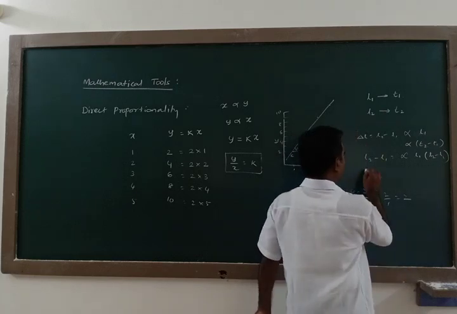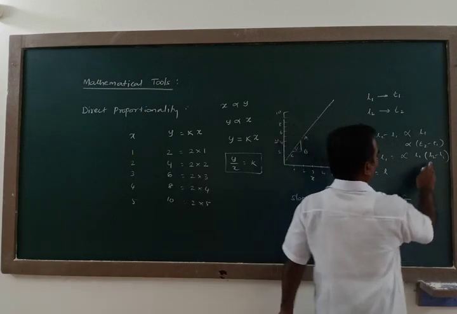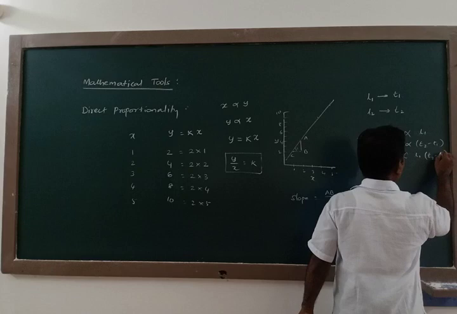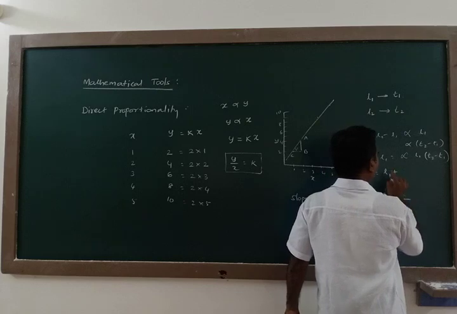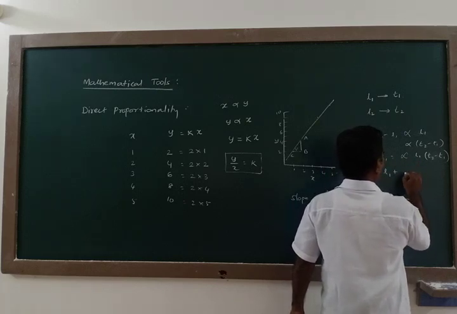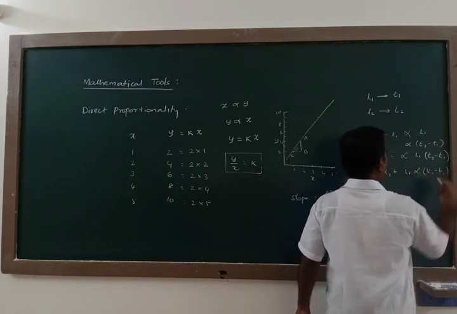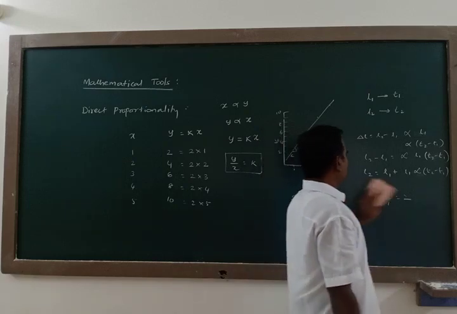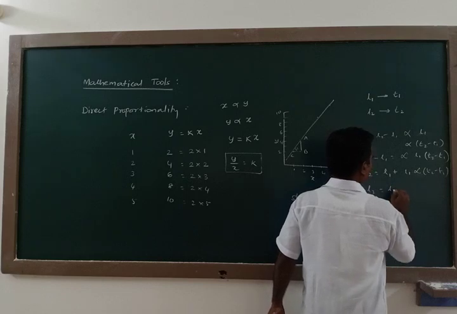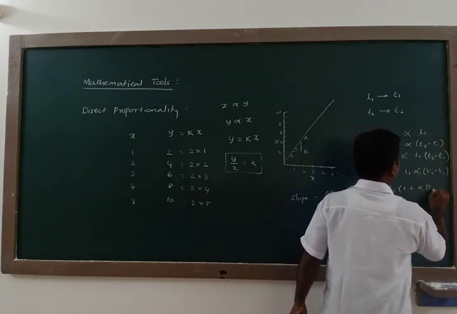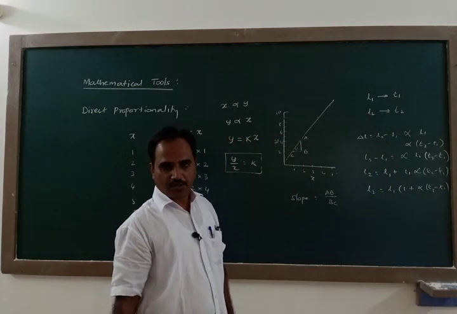So this L2 can be written as L1 plus L1 alpha T2 minus T1. So therefore this L2 can be written as L1 into 1 plus alpha T2 minus T1. So this is the equation.